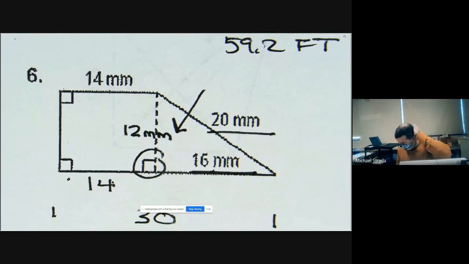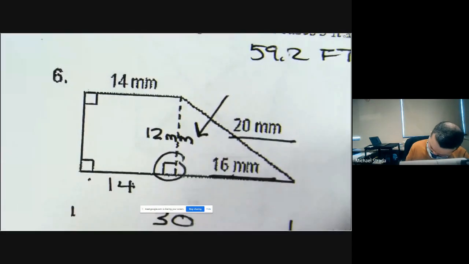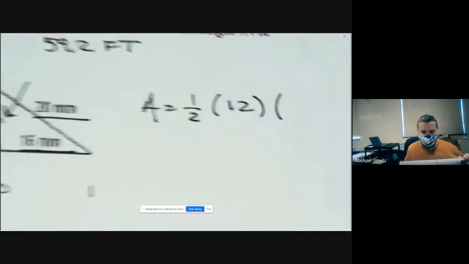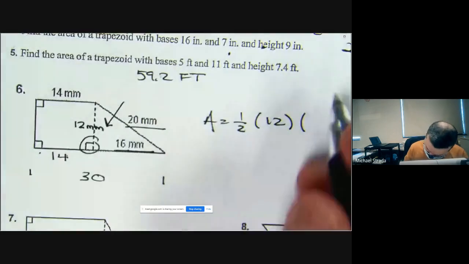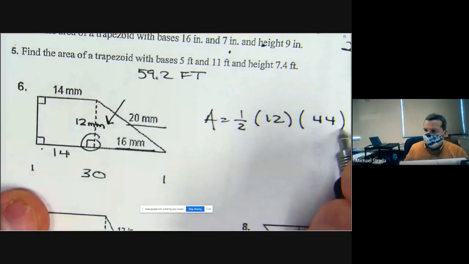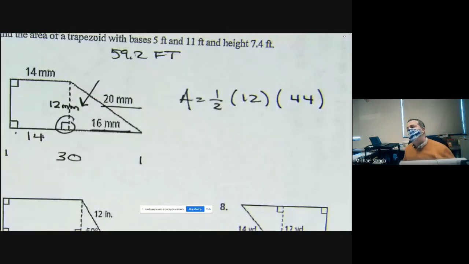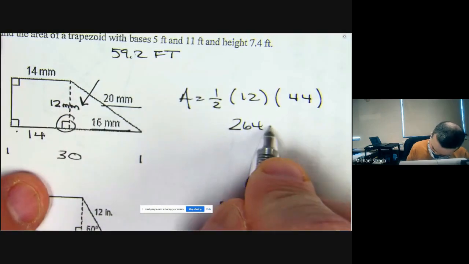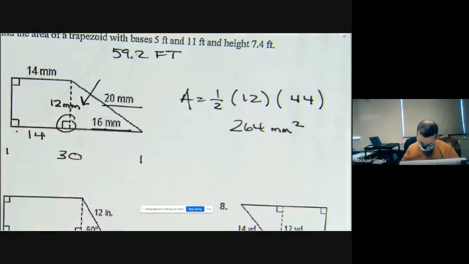All right. So now I'm going to come on over. Area equals 1/2, 12. And then the two bases are 30 and 14, which adds up to 44. Half of 12 is 6. 6 times 44 is 264 millimeters squared.